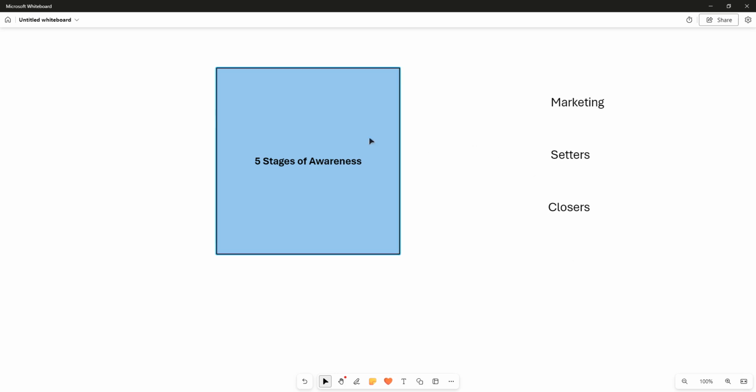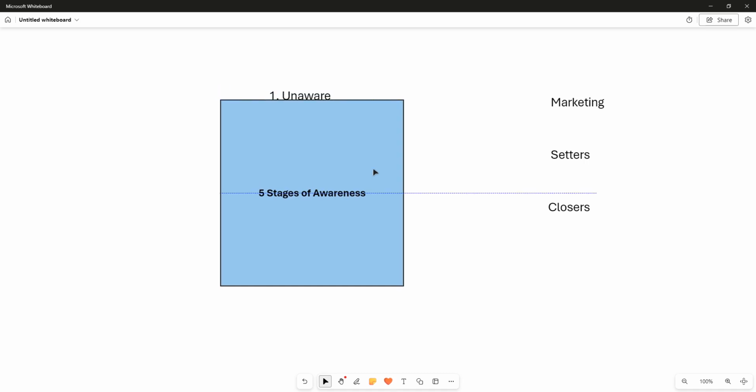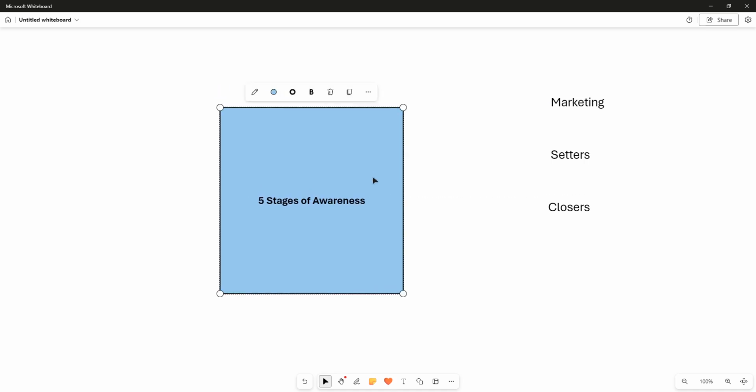So there's 5 stages of awareness, and every prospect has to go through all of these stages of awareness before they end up buying. And if they don't go through all of these stages of awareness, they're not going to buy. Okay. So the first stage of awareness is the unaware stage. This stage is when a prospect does not even know that a problem exists. They are unaware that they have a problem at all.